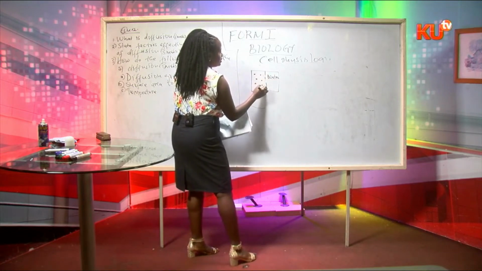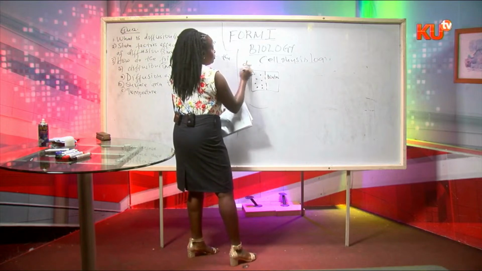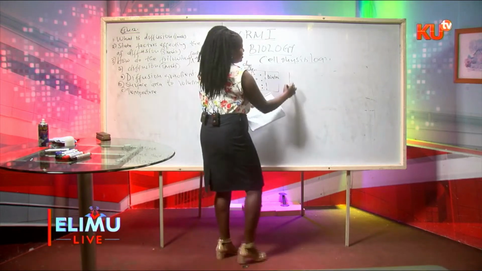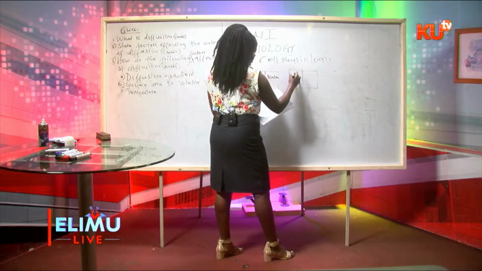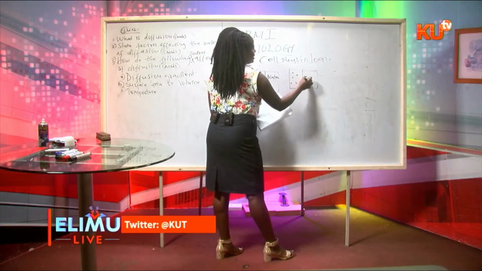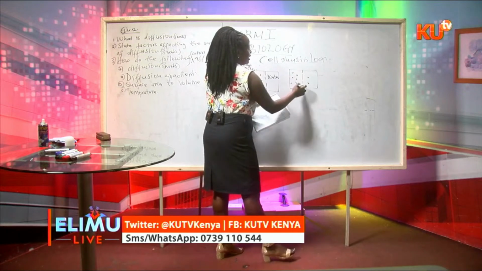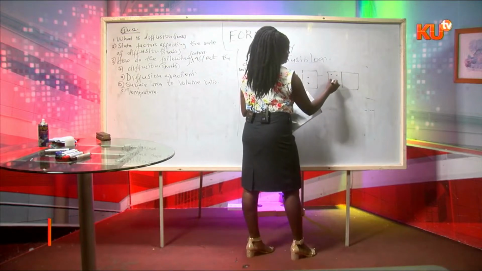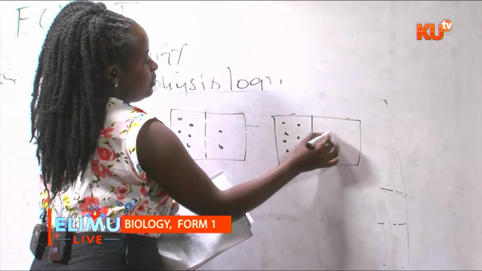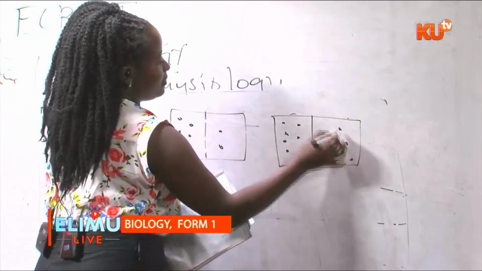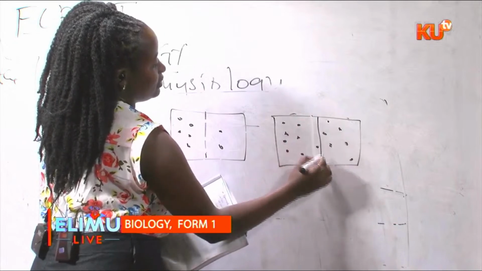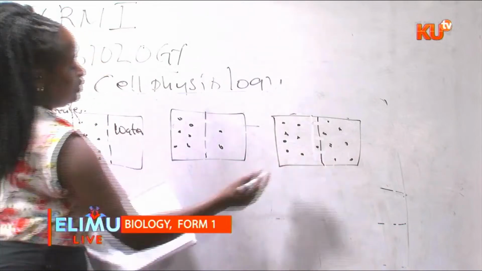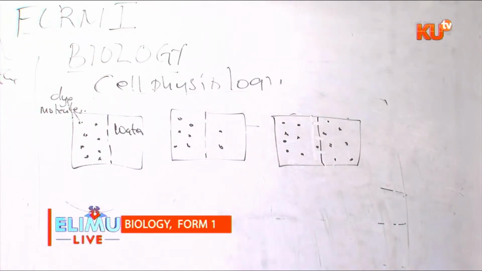So dye molecules. Then we have the same setup continuing, ensuring that some of these dye molecules are getting to the other side. Lastly, these dye molecules will become distributed equally on both sides.